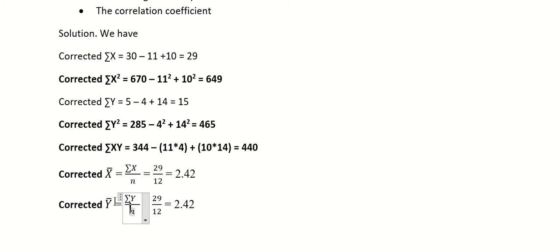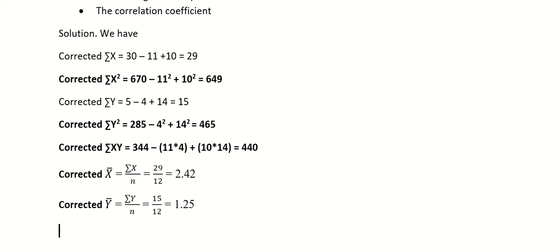Correct summation of y upon n. So the correct summation of y is how much? 15 upon 12. Yes. So 15 upon 12 is 1.25. So we got 1.25. So now we have the correct mean also.